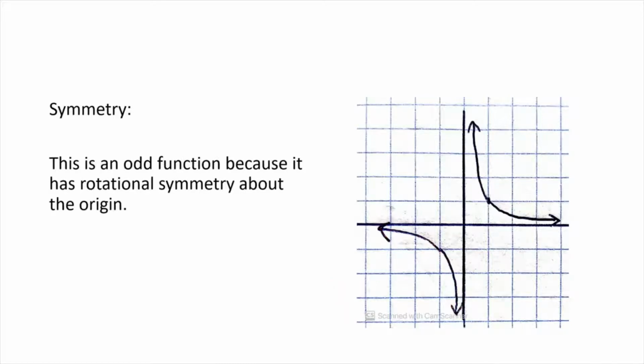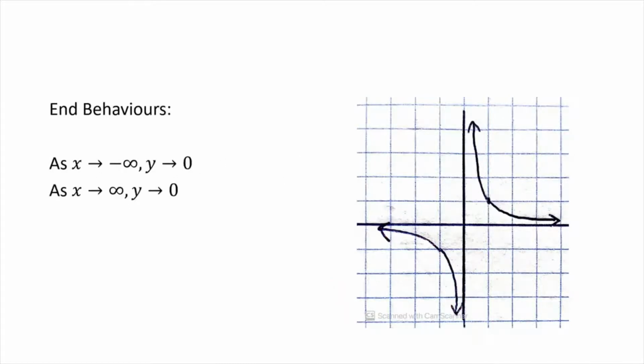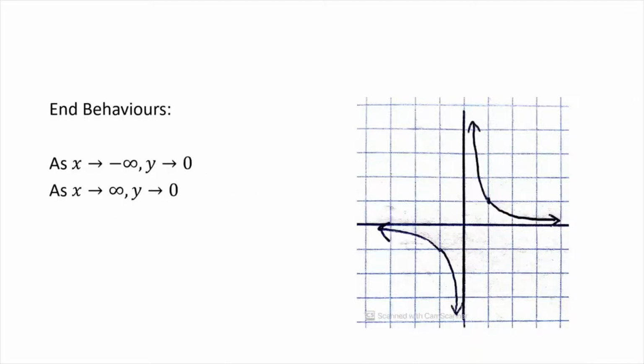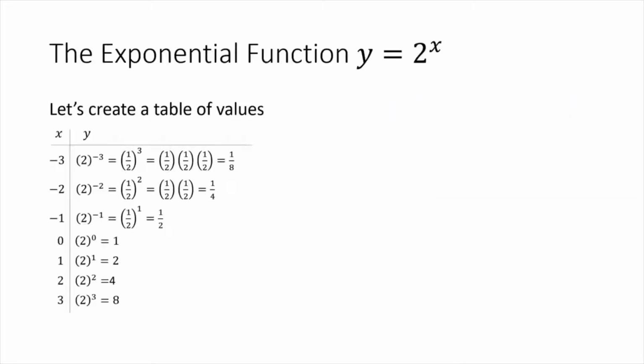Symmetry. This is an odd function because it has rotational symmetry about the origin. If we rotate that curve 180 degrees around the origin, it will fall back onto itself. As x goes to negative infinity, y gets infinitely close to 0. So as x goes far to the left, y keeps getting closer to 0. And as x goes far to the right, y keeps getting closer to 0. So our end behaviors are as written.